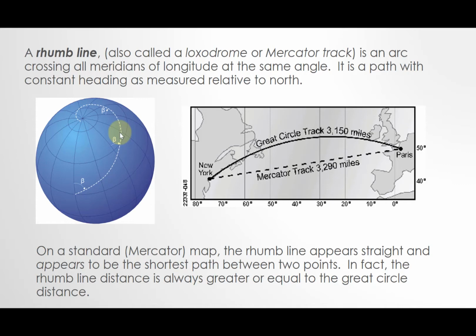So on a standard Mercator map, the rhumb line appears straight and appears to be the shortest distance between 2 points. Like here in this map from New York to Paris, it seems like the shortest distance would be along this dotted line. Actually, that's not the shortest distance. It's a little shorter to go this way because you're actually on the surface of the sphere, on the surface of the Earth. The Great Circle track is shorter. In fact, the rhumb line distance is always greater or equal to the Great Circle distance.